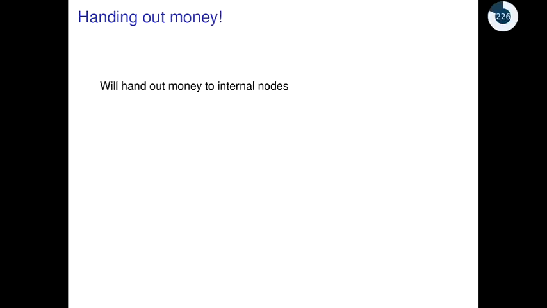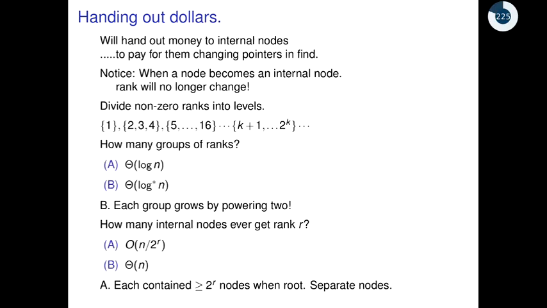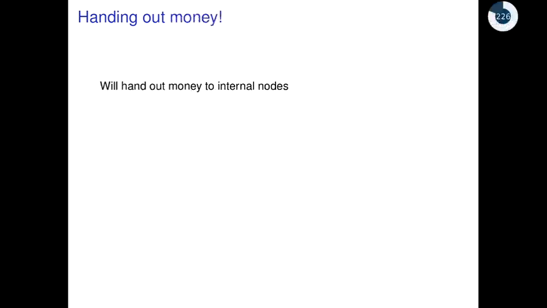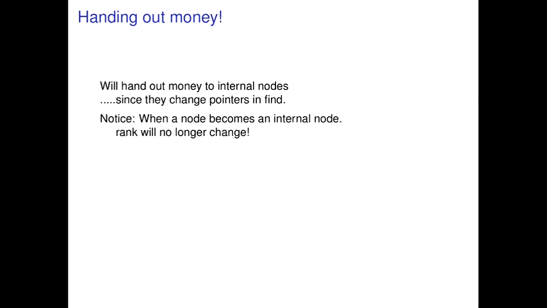Okay. So now we've set up this thing, we're going to set up a scheme to pay people. We're going to hand out money to internal nodes since they change pointers and find. We talked about that. When a node becomes an internal node, the rank won't change anymore. So whatever money we gave them, that's the money they should have, because we gave them something that corresponds to their rank when it became as high as it could be. So if you're in this set of ranks, any one of these ranks, you get 2 to the k dollars.